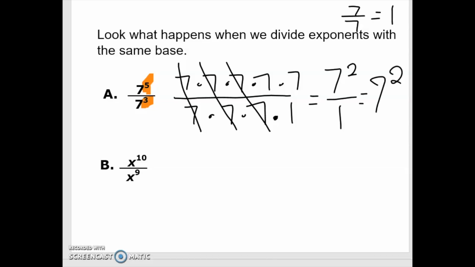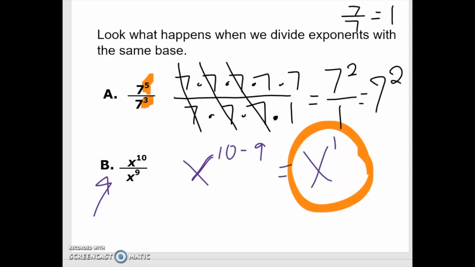So that is our shortcut for division: if we have the same base, so we're looking here, we notice same thing with variables, x and x, we keep the base the same, and we subtract the exponents. 10 minus 9 would give us x to the 1st power. Now technically we don't need to write the 1, but if it asked for it in exponential form, that would be exponential form. If it wanted it in simplified form, we could just write x.